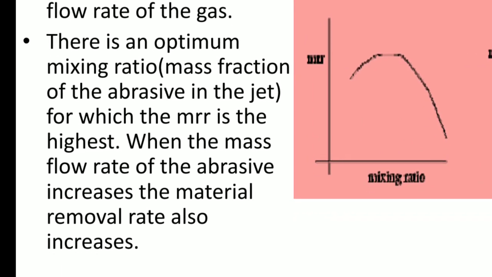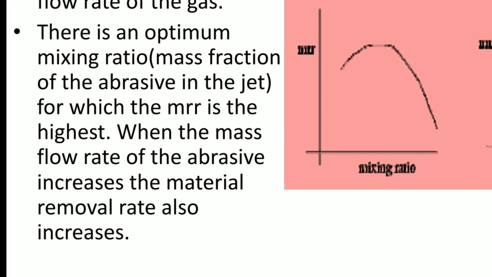And the second one is there is an optimum mixing ratio. What is mixing ratio? It is the mass fraction of the abrasive in the jet for which the MRR is highest. It means, of the mass coming out having air and abrasives, how much mass of abrasives is there in that particular volume of material coming out from the nozzle. So mixing ratio is the mass fraction of the abrasives in the jet. When the flow rate of the abrasive increases, the material removal rate also increases.